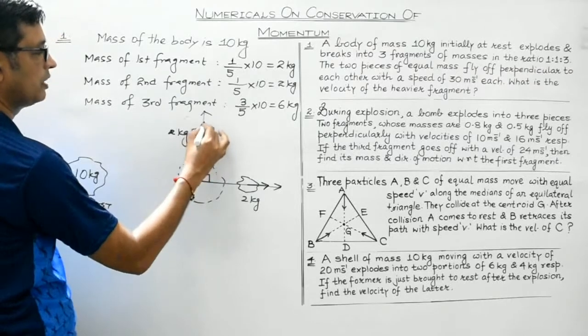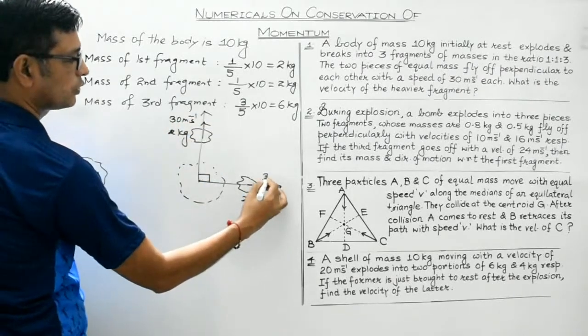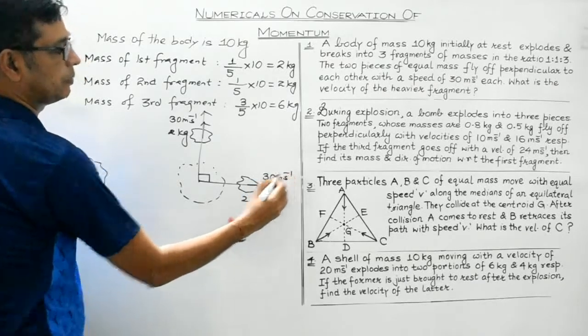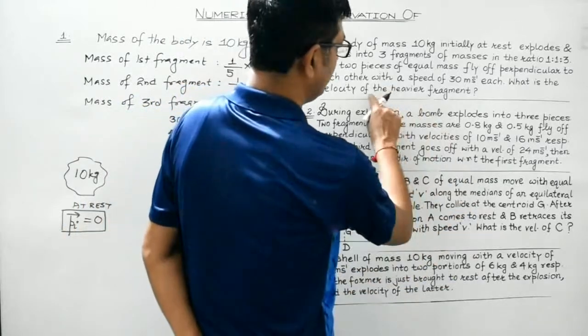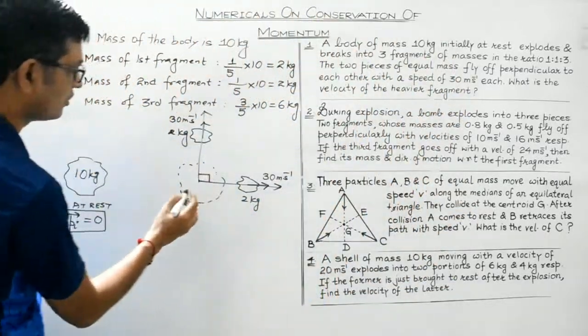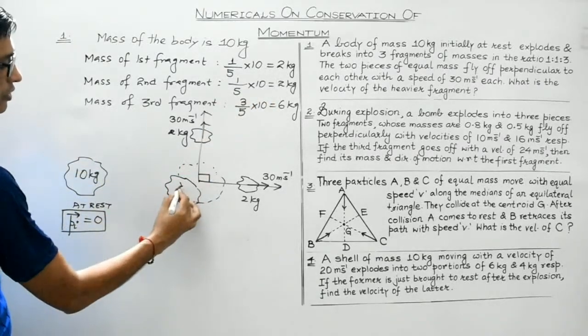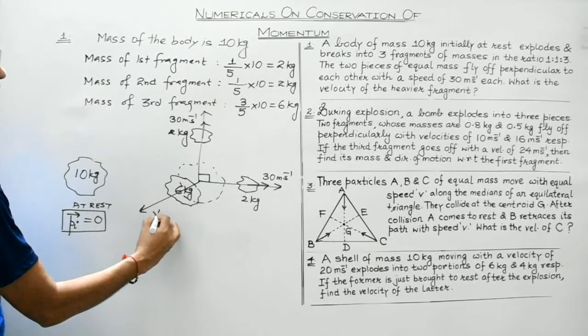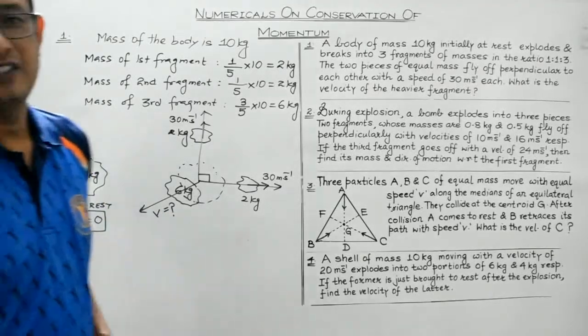It is also 30 meter per second. Its speed is also 30 meter per second. And we are supposed to find out the velocity of the heavier fragment. So the third fragment would be like this. Its mass is 6 kg, isn't it? So we are supposed to find out its velocity. Right, students? This is to be determined.